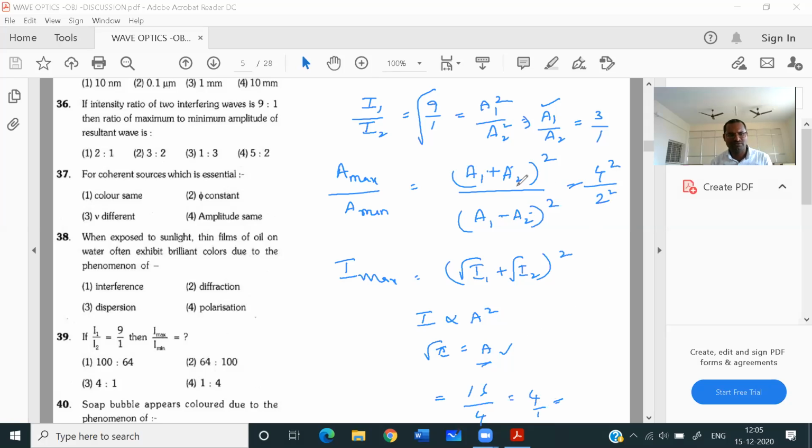Yes or no? 3 plus 1 is 4. 4 square is 16. 2 square is 4. 16 by 4 is 4. Option, what happened?